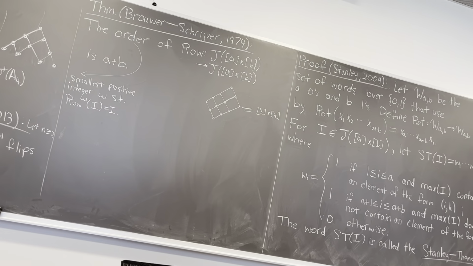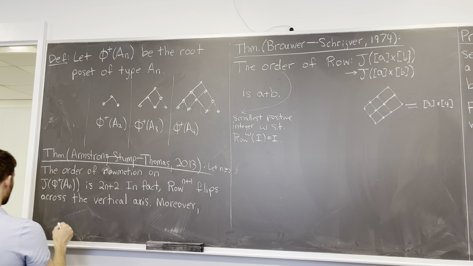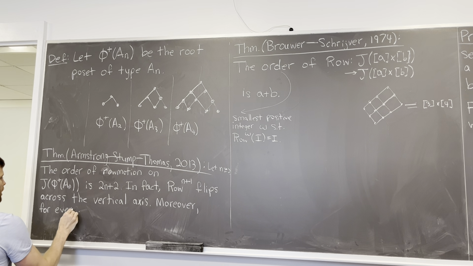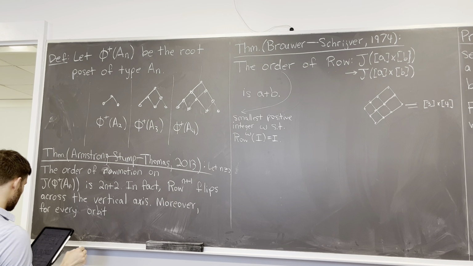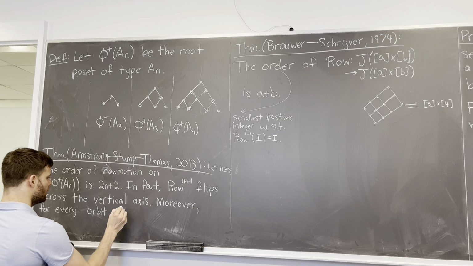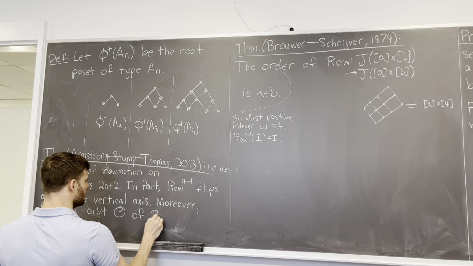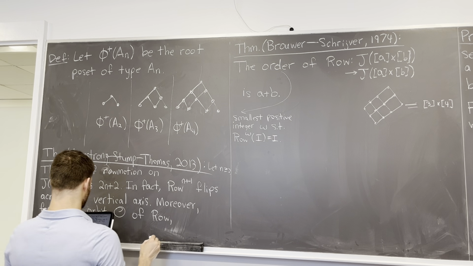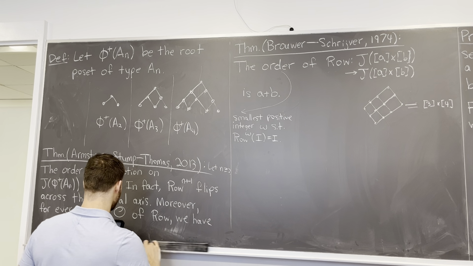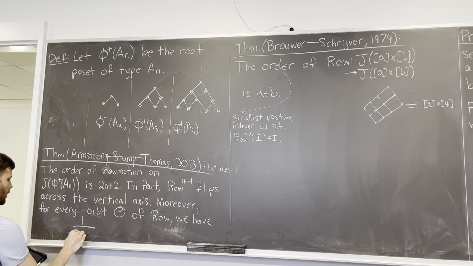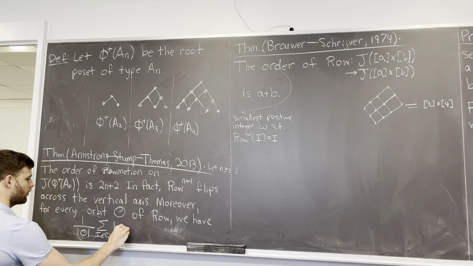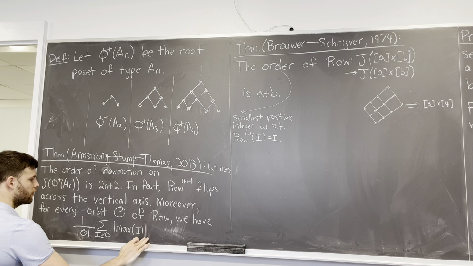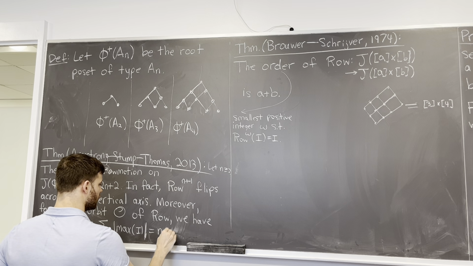Let me add one other thing to the theorem here. For every orbit, let's say script O, of Rowmotion, if you take 1 over the size of the orbit, and then sum over all of the order ideals in the orbit the number of maximal elements, this is kind of surprising, this is always n over 2.